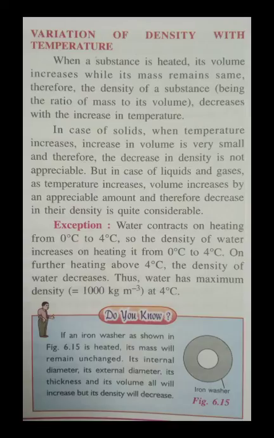Water contracts on heating from 0 to 4. So the density of water increases on heating it from 0 to 4 degrees Celsius, and on further heating above 4 degrees, again it will start expanding. So the density of water decreases, but at 4 degrees Celsius it has maximum density, and it is equal to 1000 kg per meter cube or 1 gram per centimeter cube.